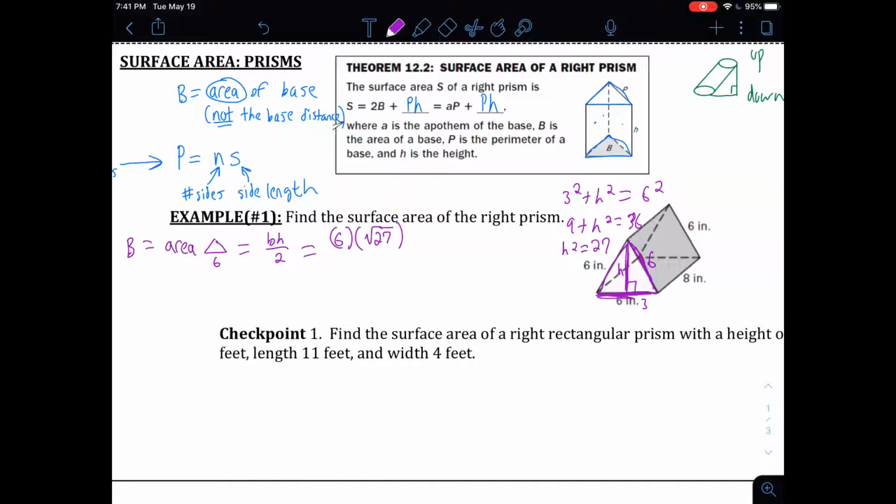We're probably not going to give you problems that are going to be that tricky where you have to find the height of the base, okay? But for now, I think we're good. So we will just keep that there for now. So it's going to be 6 times square root of 27 all over 2, which is approximately 15.59.